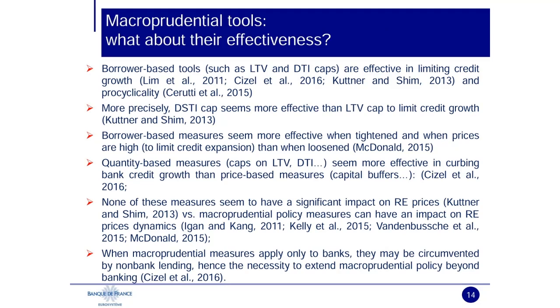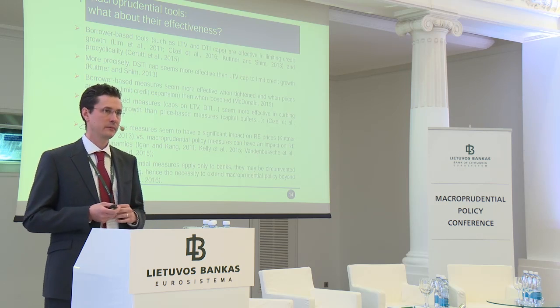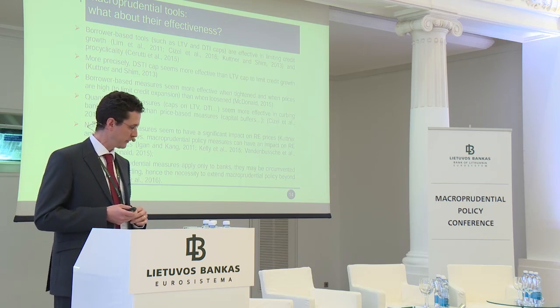Just to say very quickly something about the effectiveness of tools. This was already presented, I guess, by Erlan in his slides. To put it very simply, when it comes to limiting credit growth, borrower-based tools such as LTV and DSTI seem effective. You have a number of studies that show this. More precisely, Kuttner and Shim show that DSTI caps seem even more effective than LTV caps.